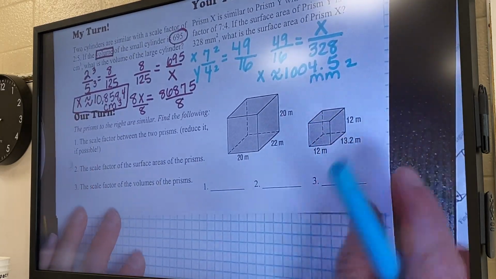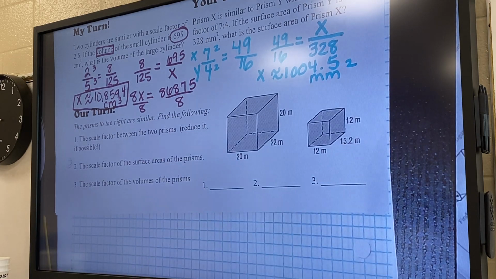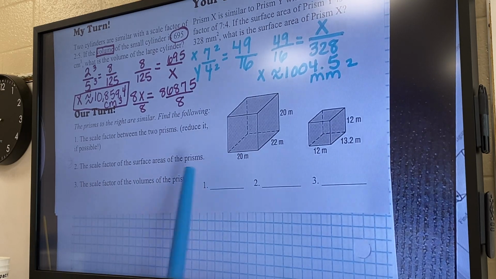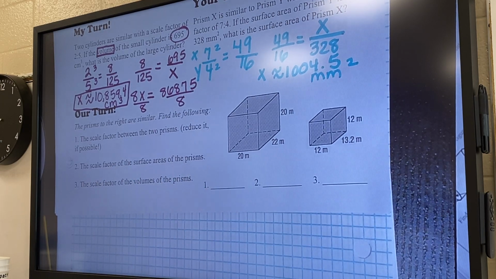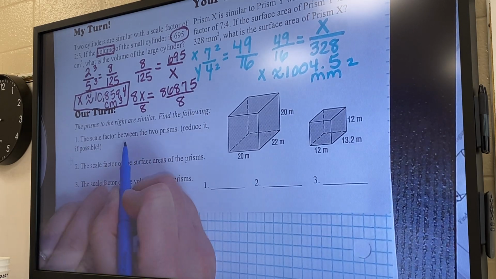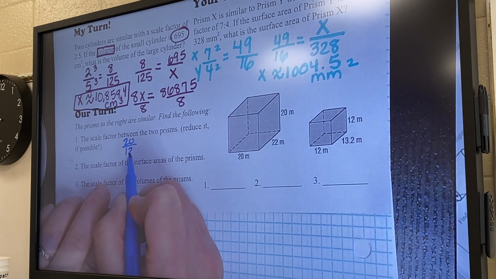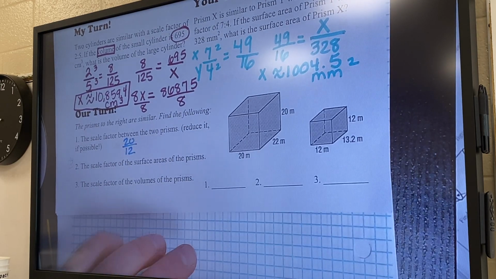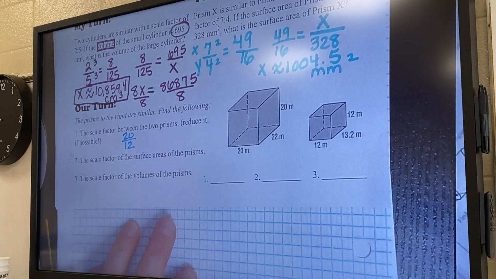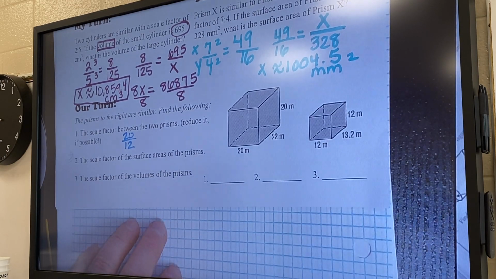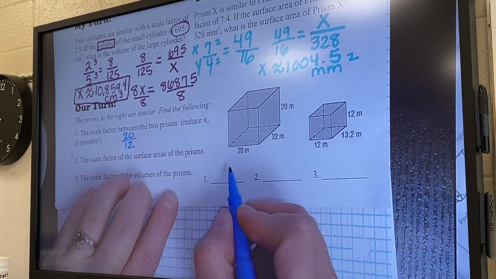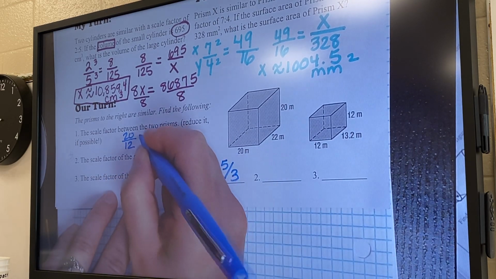Alright, so down here, they give us two figures, and they want us to figure out the scale factor of just the prisms, the area, and the volume. So what's the scale factor of the two prisms? It does not matter which corresponding parts you look at. So, give me one of the ratios. 20 to 12. We can definitely reduce that. What will 20 over 12 reduce to? 5 over 3, by dividing by 4.